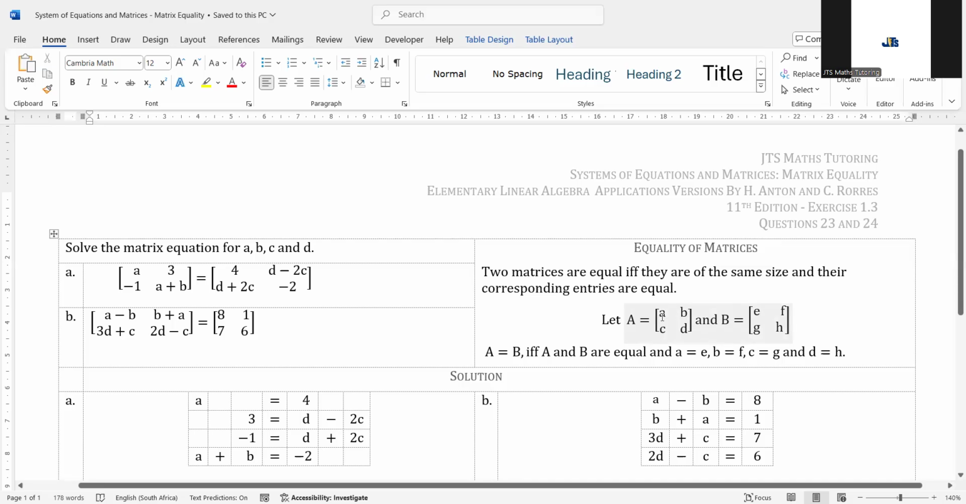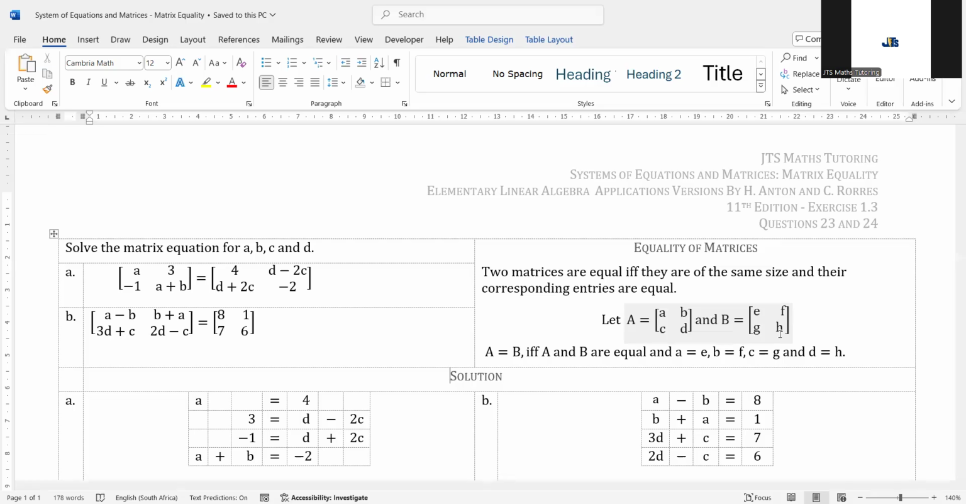That is, this entry occupying row 1 and column 1 should be equal to the entry occupying the first position in matrix B, which is E. Also B must be equal to F, C must be equal to G, D must be equal to H. If that is the case, then we say that these two matrices are equal. All right, so let's get going.